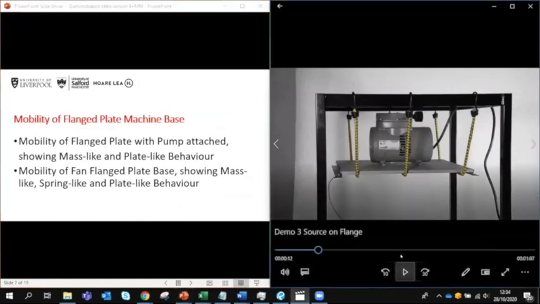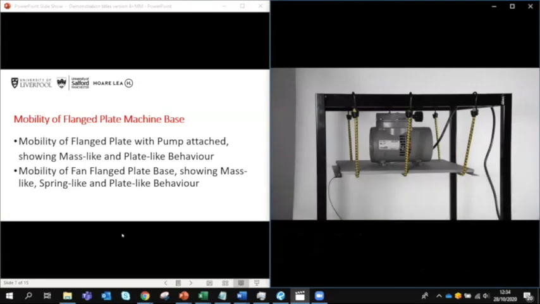Okay, so here we've got a slightly thicker plate, but we have some flange connections here. So again, this would be the contact point between the source, count this as the source, and the receiving structure.